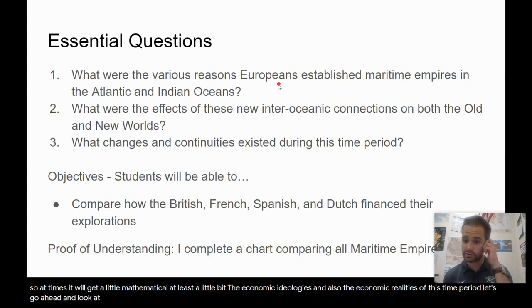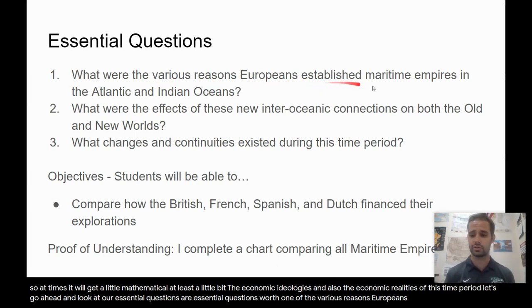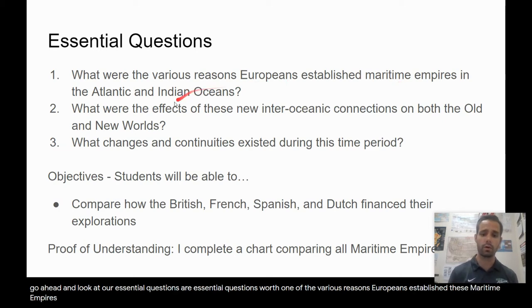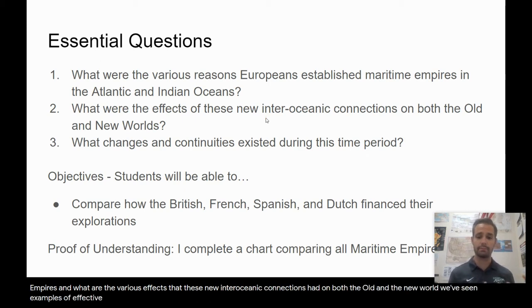Let's go ahead and look at our essential questions. Our essential questions were: what are the various reasons Europeans established these maritime empires? And what are the various effects that these new interoceanic connections had on both the old and the new world? We've seen examples of effects on both old and new. Oftentimes, people focus so much on the effects on the new world, but there were a lot of effects on the old world as well.